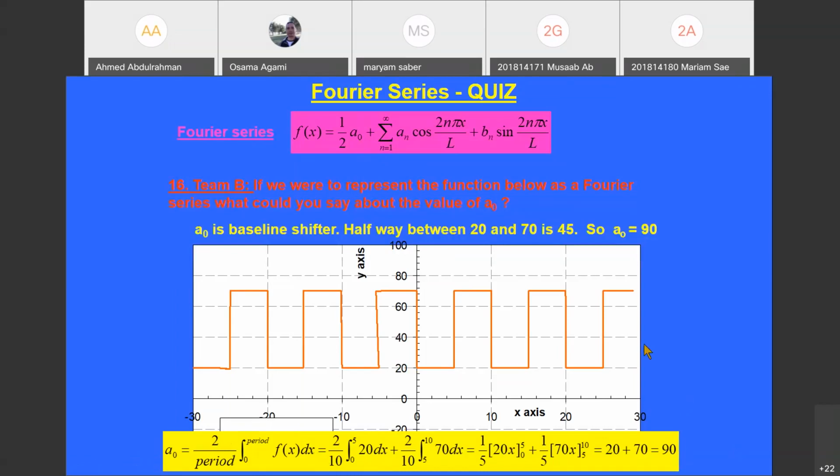So please be very careful because your function is 20 and 70, right? And it is better to take the whole period in one side, in the right or in the left. So A naught is 90, right?